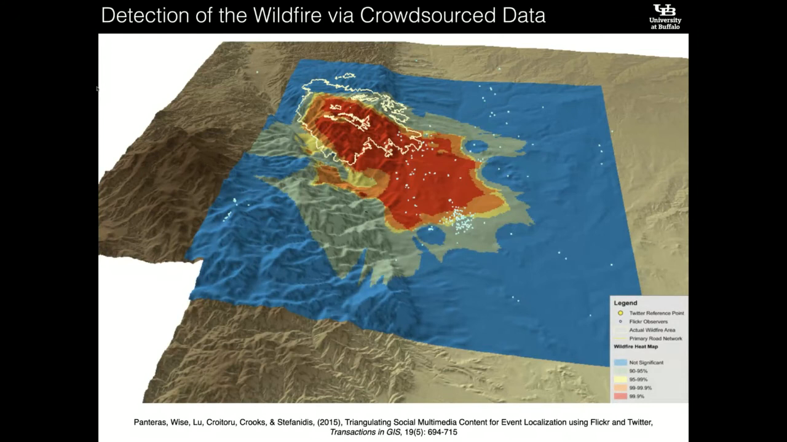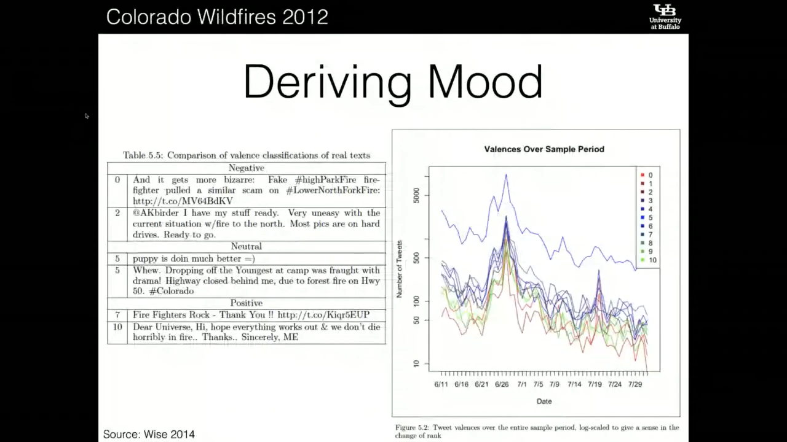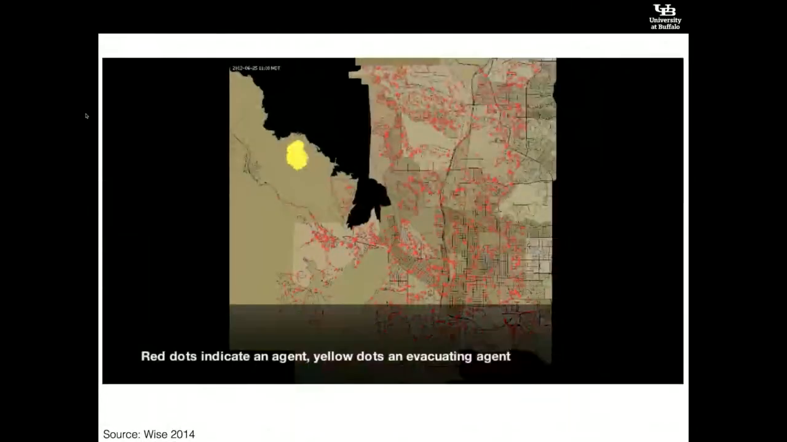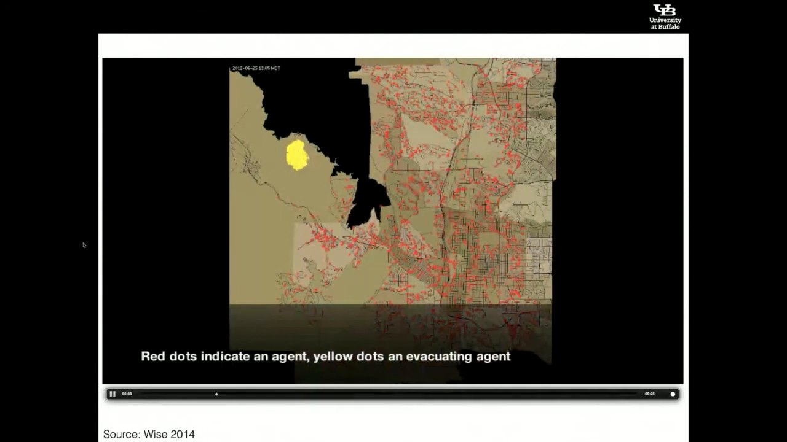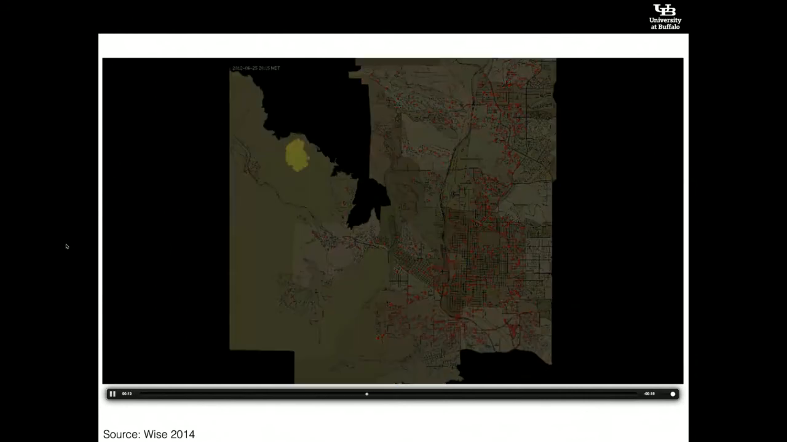But it does give an idea that we can roughly delineate at least half of the wildfire area through crowdsourced data. We can use mood to understand, are people scared and whatnot. And Sarah Wise then built a simulation model looking at evacuations based on the mood of the crowd and how early warning systems might lead to evacuations happening and so forth.